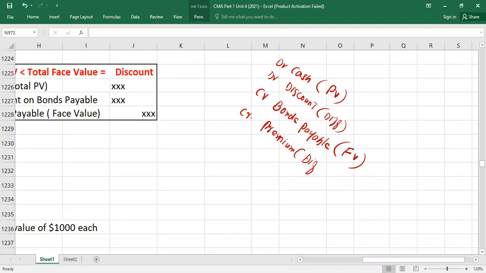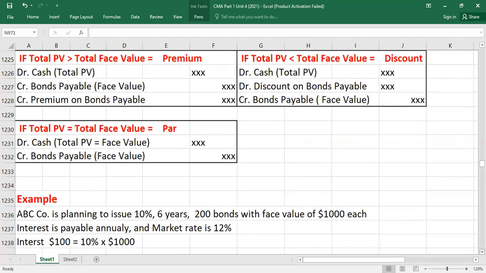Can you repeat the entry with me? Debit will be cash, always with which value? Present value. Credit will be bonds payable, always with the face value. The difference will be either discount or premium. If the difference is on the debit side, it will be a discount; if it is on the credit side, it will be a premium. Understood? This is one way to get the amount of premium or discount. So here we go. Let's do one small example.